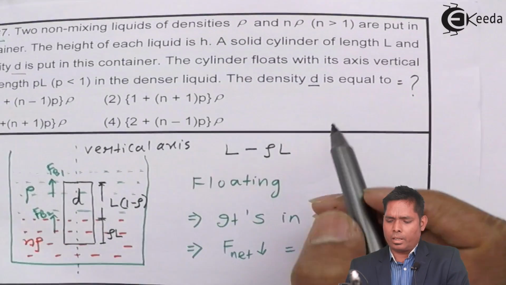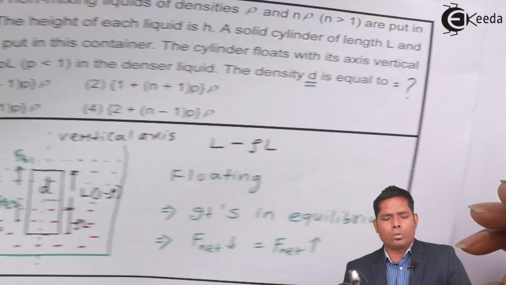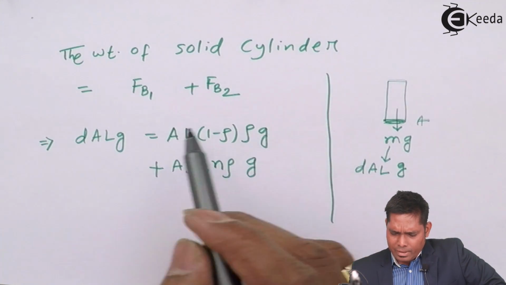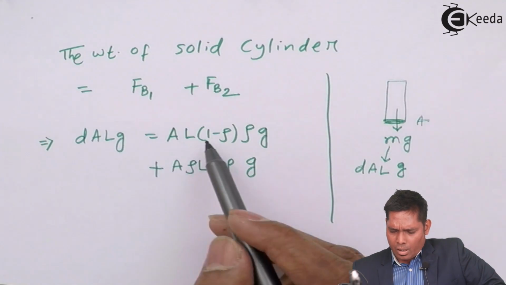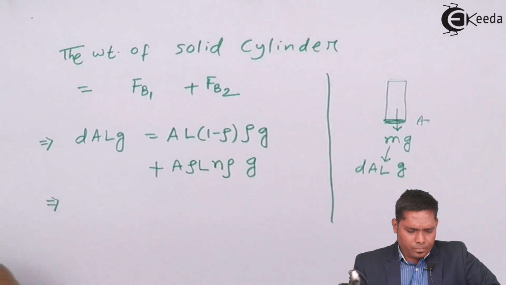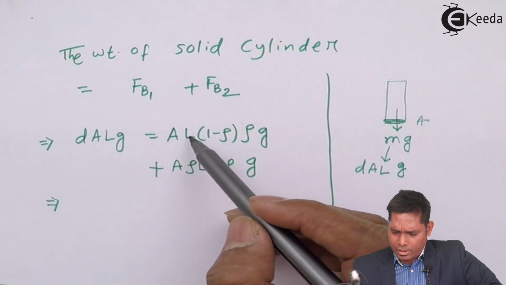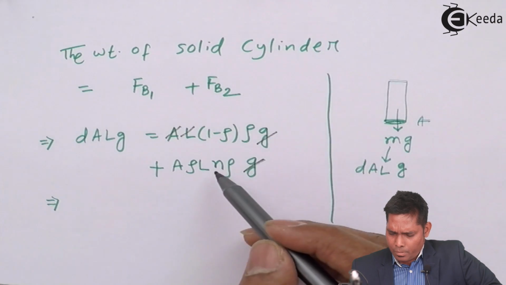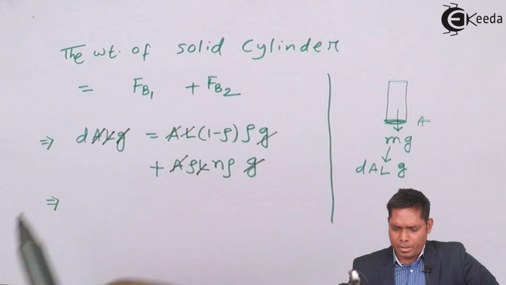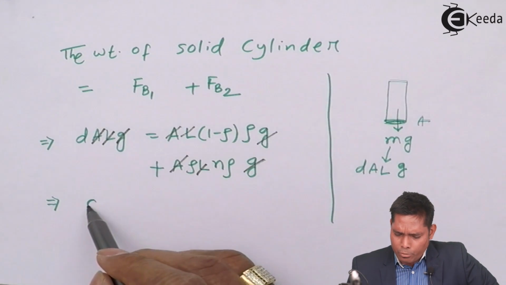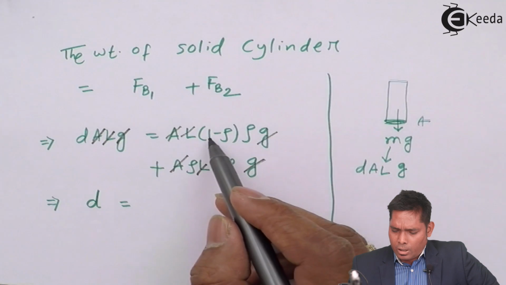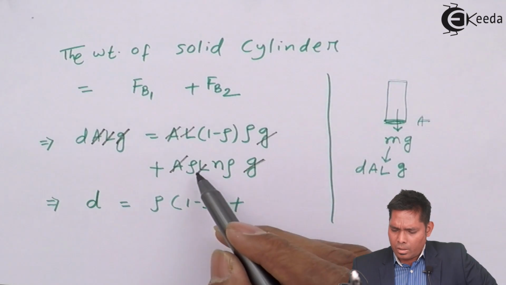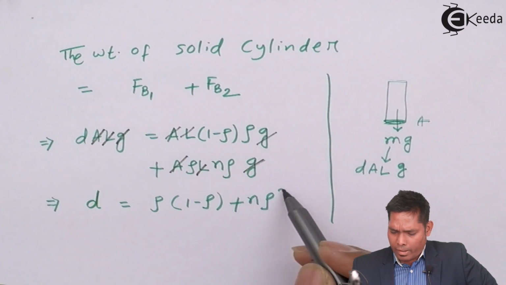Okay, so now this is the equation, and from this equation you have to find the value of D. We are interested in finding the value of D, so you have to make D the subject. I'll simplify this and keep D here, and A L G will cancel out from both sides of the equation. If I cancel A L G, then I'm left with D equals rho into 1 minus P plus N rho P squared.